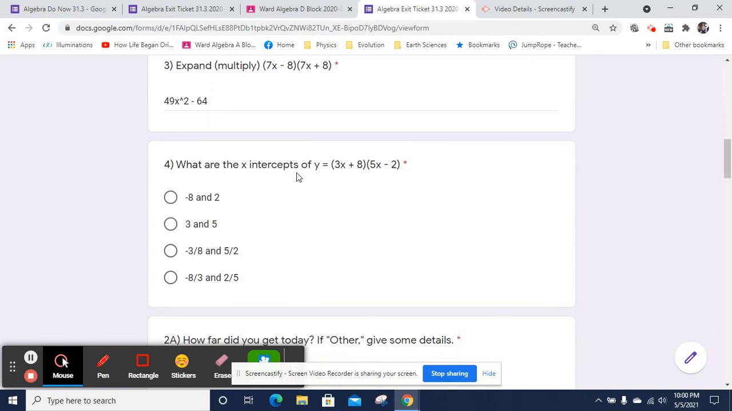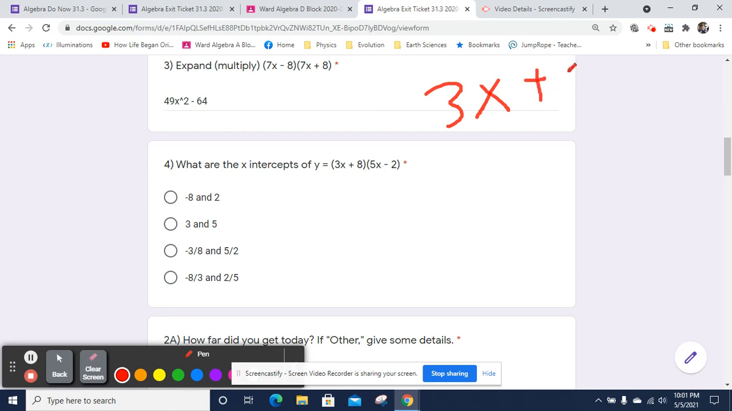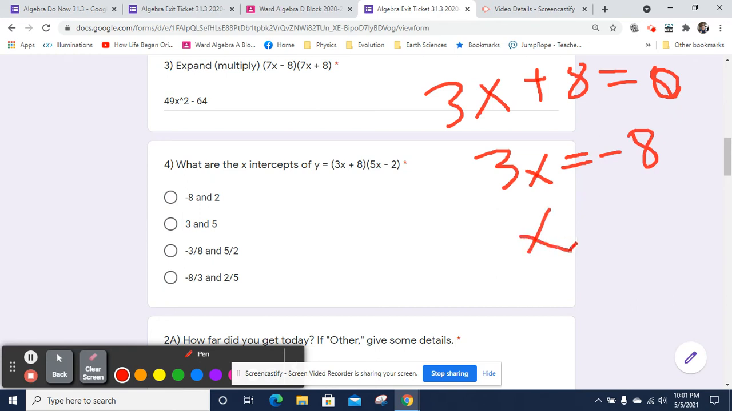Now, what are the x-intercepts here? Well, to figure out the x-intercepts, you just take this and set it equal to 0. And you can also do the same thing with 5x minus 2. So we say 3x plus 8 equals 0. We subtract 8 from both sides. We end up with 3x equals negative 8. And then we divide both sides by 3, and we get negative 8 over 3.